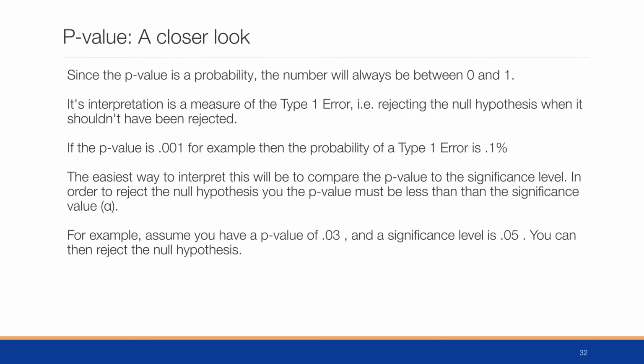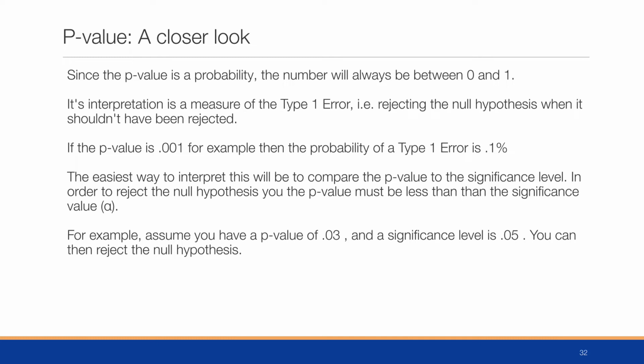A closer look at the p-value. Since the p-value is a probability, the number will always be between 0 and 1. It is the interpretation of a type 1 error. That is, rejecting the null hypothesis when it shouldn't have been rejected. If the p-value is 0.001, for example, then the probability of a type 1 error is 0.1%.